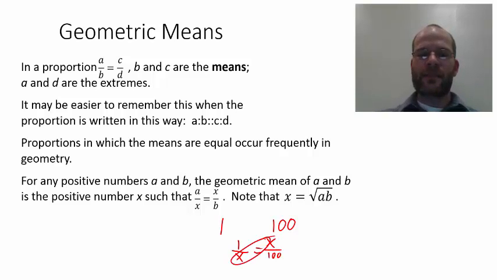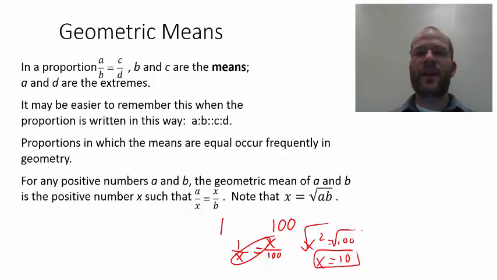So to solve this, we'll cross multiply. x squared equals 100. And then take the square root of both sides. x equals 10. So 10 is the geometric mean. Note that I can multiply 1 by 10, of course the product is 10, and multiply 10 again by itself, and I'll get this product 100.